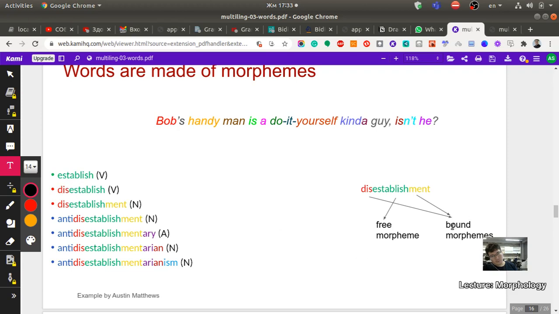So these are called bound morphemes. It's like suffixes and prefixes: disestablishment, anti-disestablishment, anti-disestablishmentary, anti-disestablishmentarian, and so on. So this is actually very rare for the English language. Of course, there are words like rational, and so on.